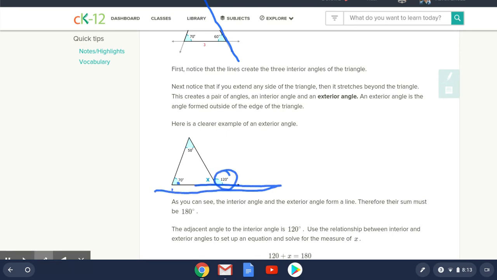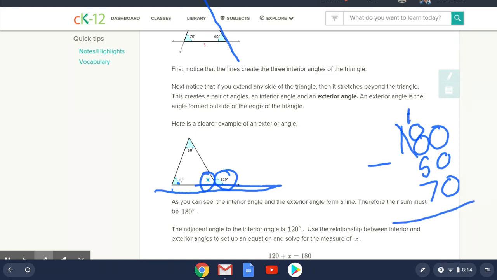We have a 120 degree angle and an angle that has x degrees. The x degrees is inside of the triangle. We know that triangles have to add up to 180 degrees, right? So we know two of the angles, one is 50 and one is 70. So let's borrow here. 18 minus 5 is 13. 13 minus 7 is 6. Zeros, so 60 degrees, right? That side has to equal 60 degrees.